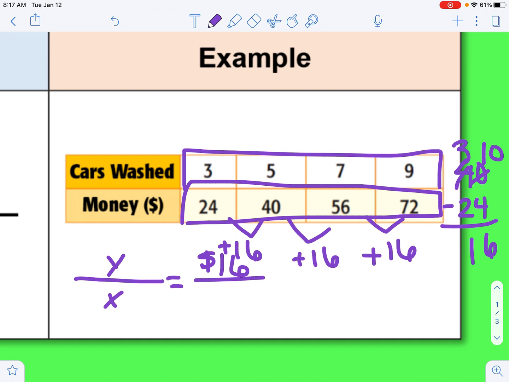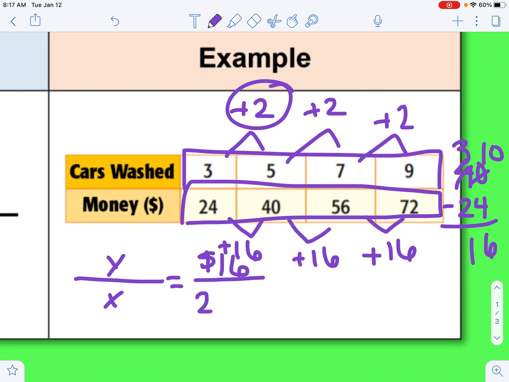Alright, now let's figure out our change in x values. From 3 to 5, we're going up 2. 5 to 7, we're also going up 2. And 7 to 9, we're also going up 2. So our change in x is 2, and we're talking about cars.